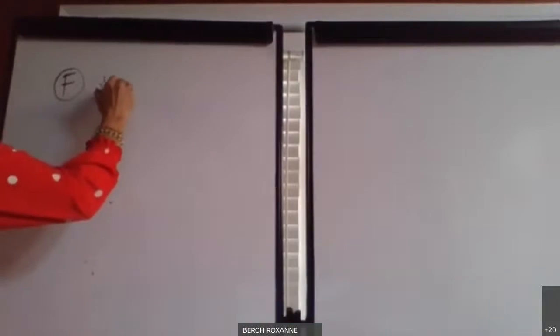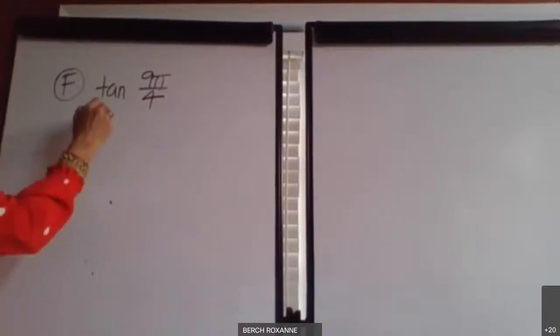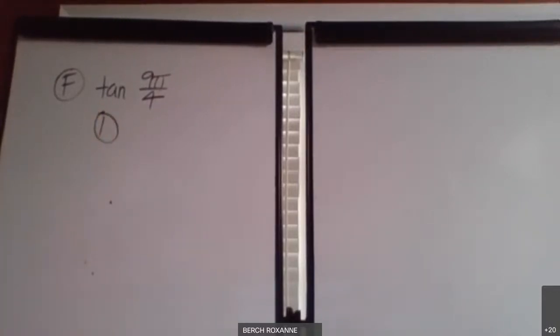Let's do some more. What am I on, F? Yeah, you're on F. Tangent of 9 pi over 4. What's the first thing you do? Find the reference angle, theta.